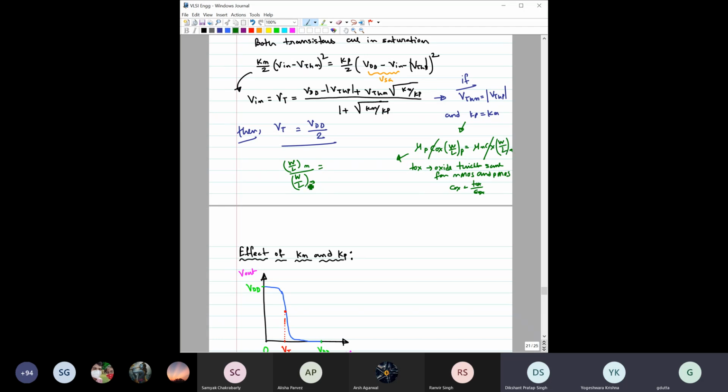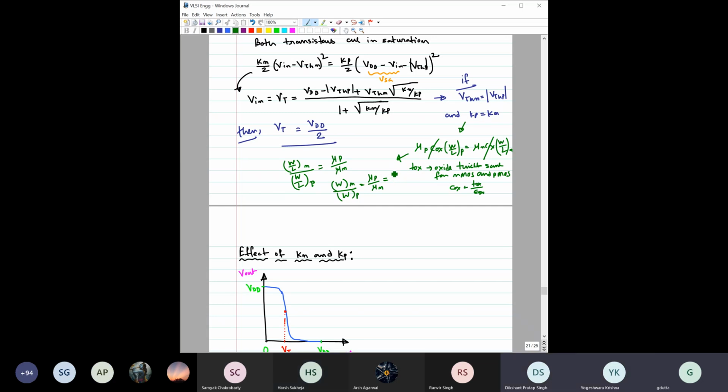You will get mu P divided by mu N, isn't it? Now again, what is L? L is the gate length. For a particular technology node, L is also the same. So you can say this Wn by Wp would be equal to mu p by mu n. And do you know generally what is this ratio for silicon? Sir, the mobility of electrons is around two to three times.